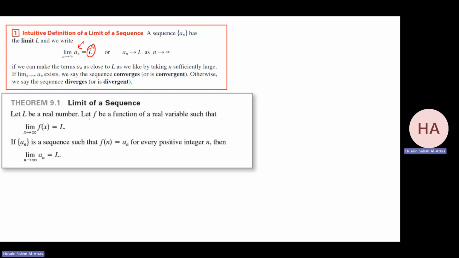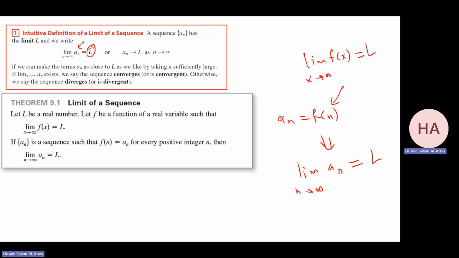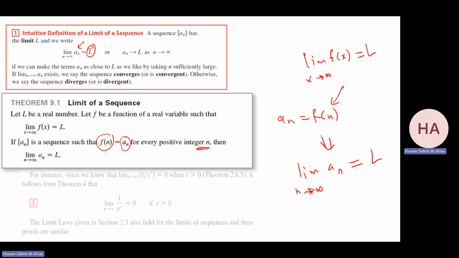Also, we can do it this way. We can think of a_n as a function of n, so the way we deal with functions applies. We know that if the limit as x goes to infinity is L, then the limit of the sequence a_n will be the same L as n goes to infinity. So I can think of this sequence formula as a function of positive integers, for every positive integer n, and then I find the limit.